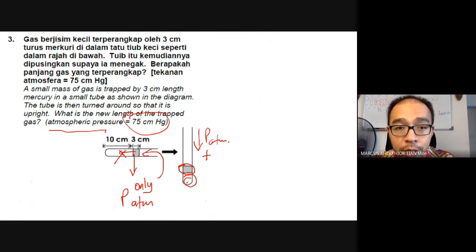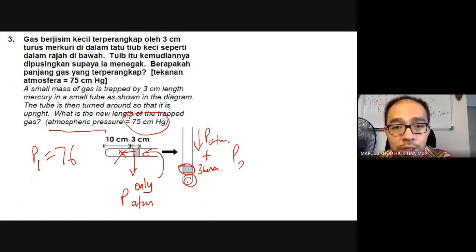So over here, the pressure becomes bigger. It will be the pressure of the atmosphere plus another 3 cm. So over here, the pressure is only 76. But over here, the pressure is 76 plus 3.